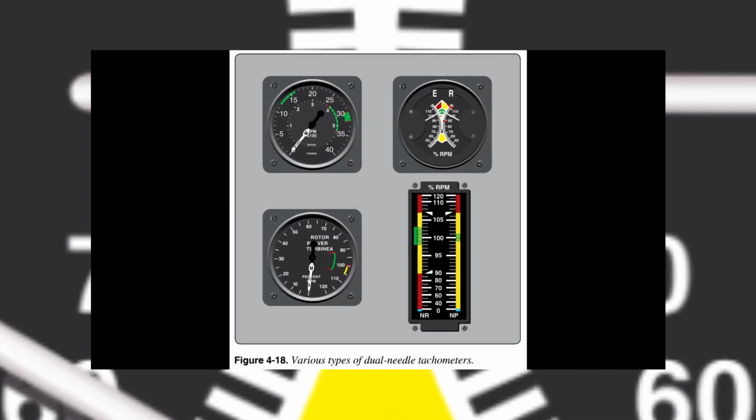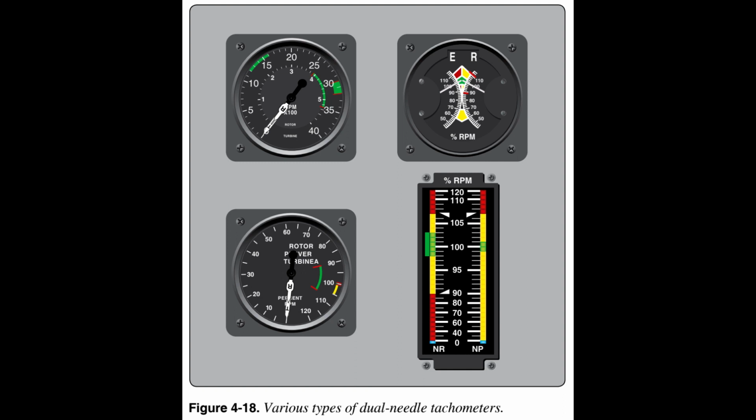The bottom right gauge in Figure 4.18 replicates a vertical scale instrument. The dual tachometer shown displays rotor RPM (NR) on the left and engine RPM (NP) on the right side of the vertical scale. Corresponding color limits are present for each component parameter.